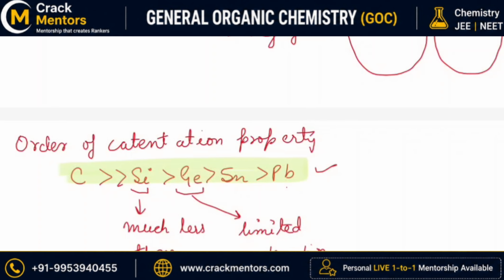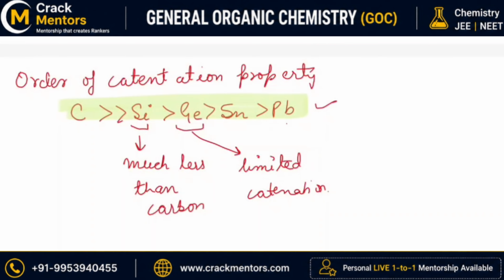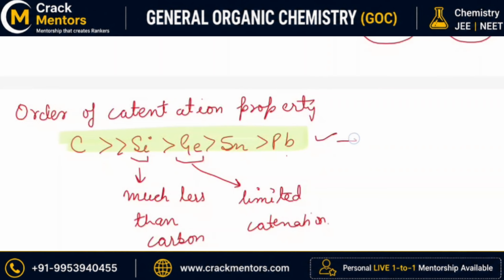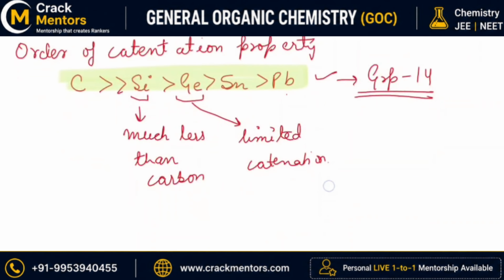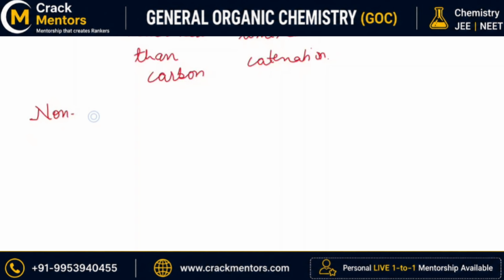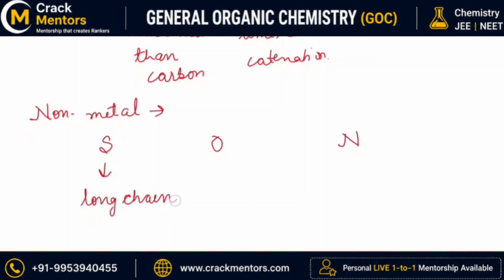Some non-metals also show catenation, but this group 14 was most important, right? Because carbon is a member of group 14 and often the catenation property order related to group 14 is asked. But there are some other non-metals also which show catenation property. Let me name them: sulfur, oxygen and nitrogen. How sulfur? Because it often forms long chains and rings.